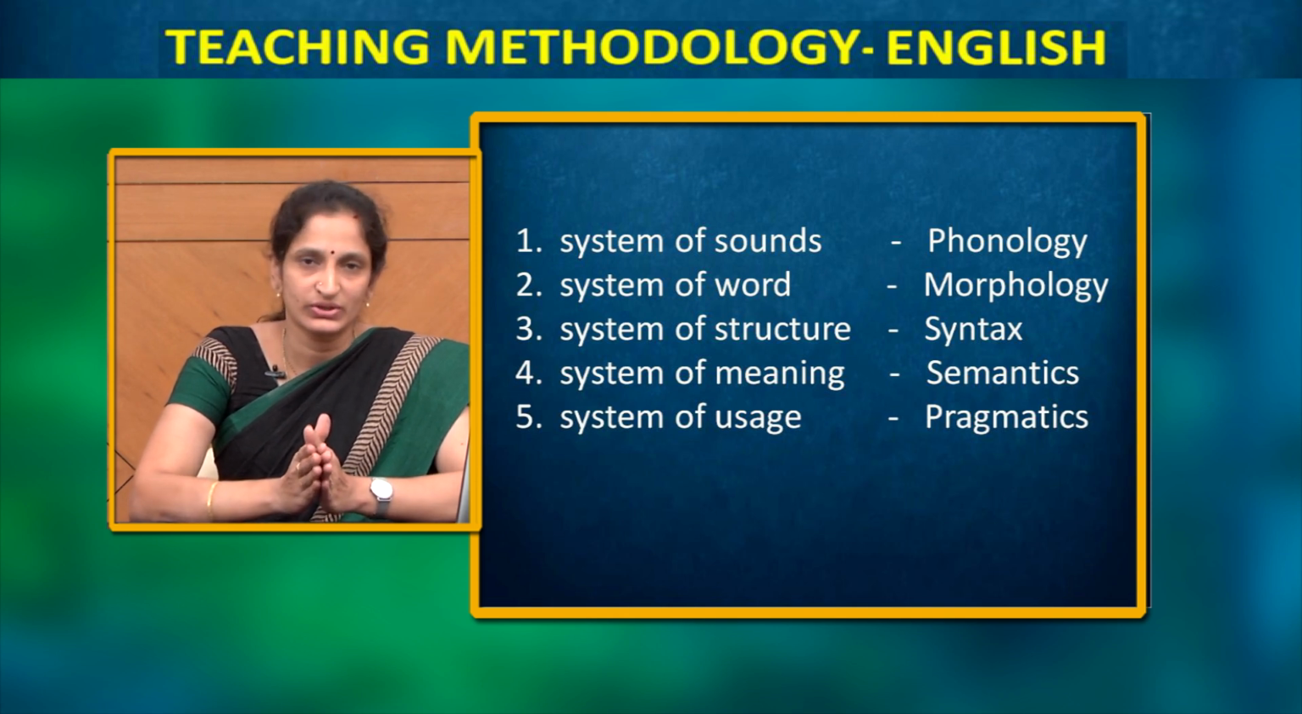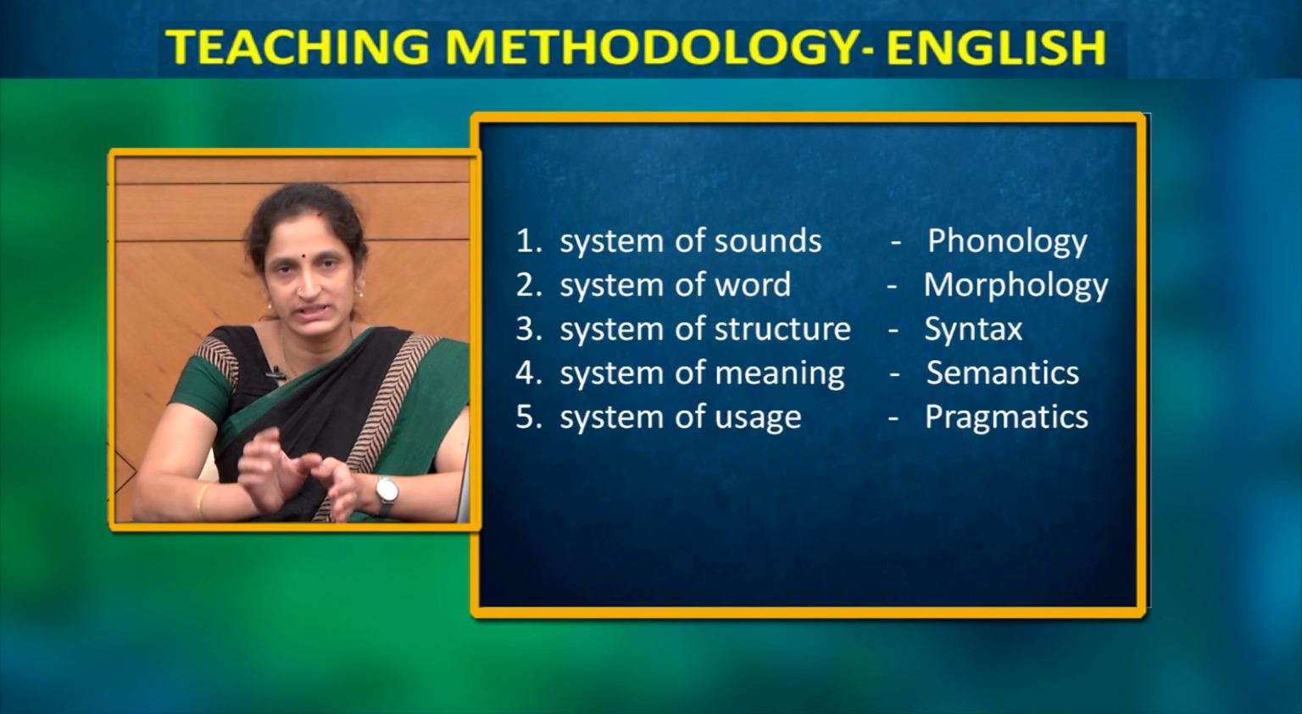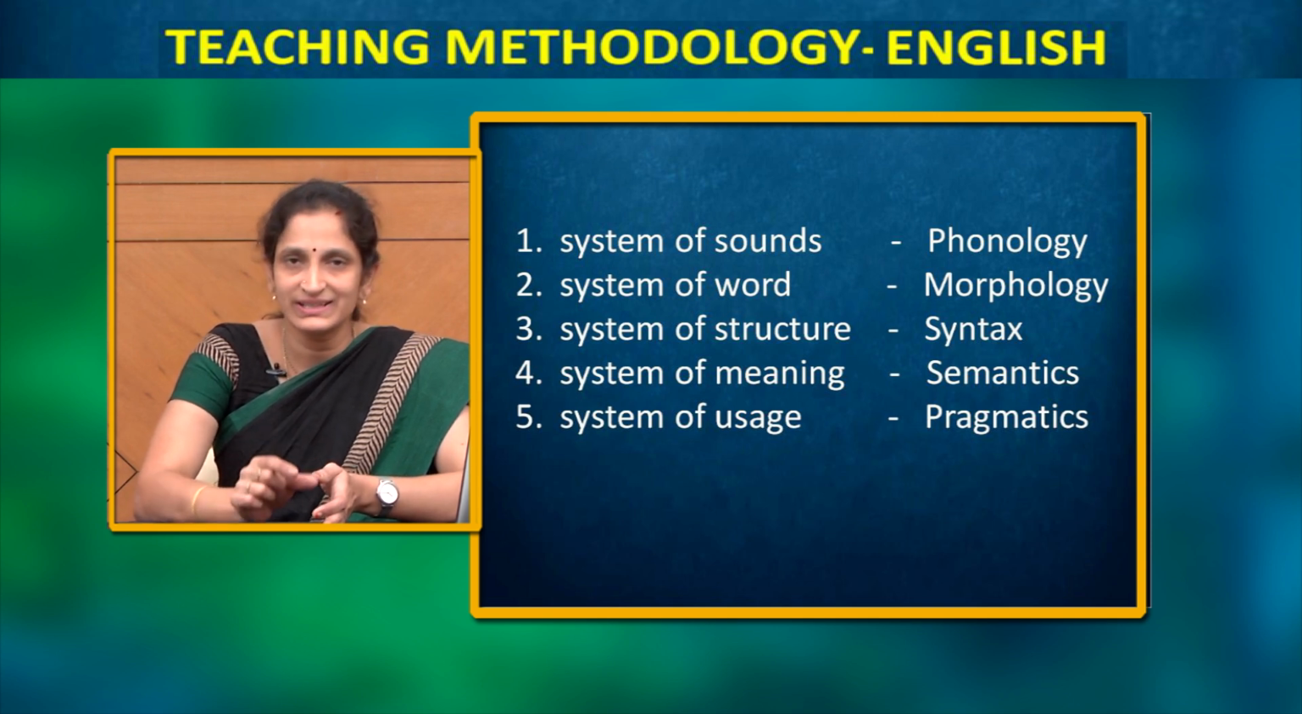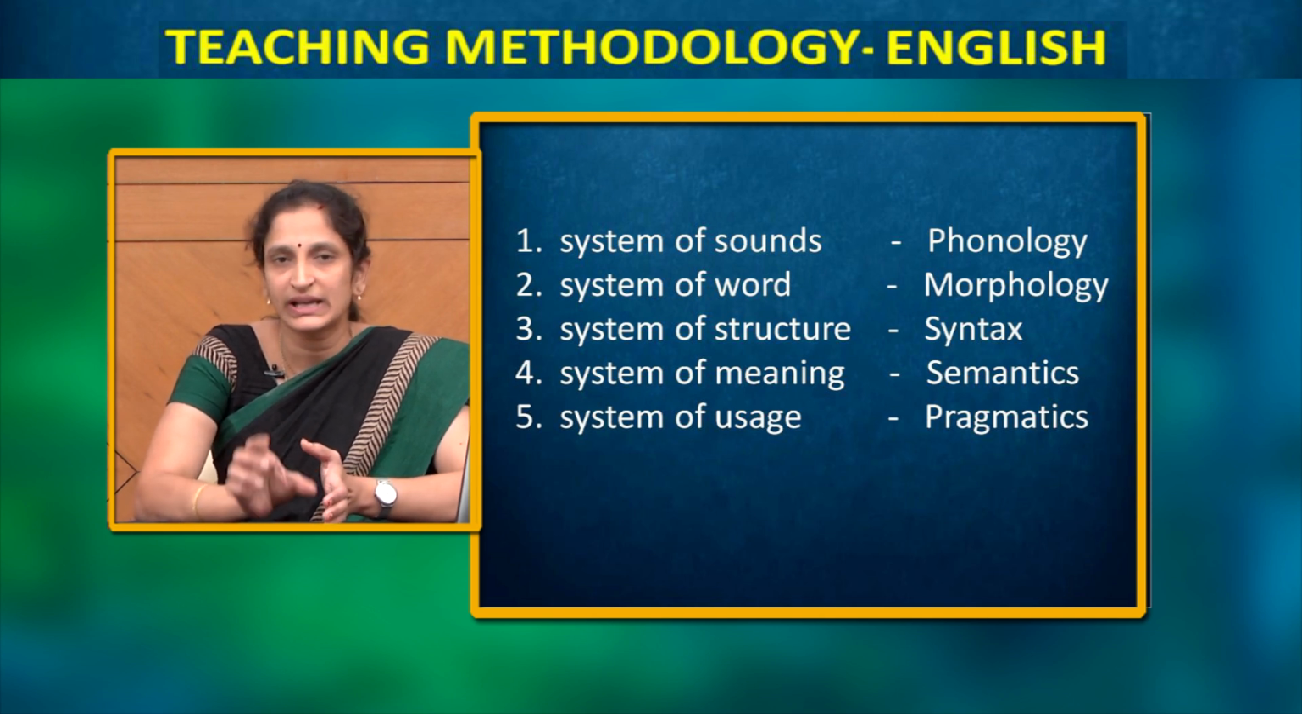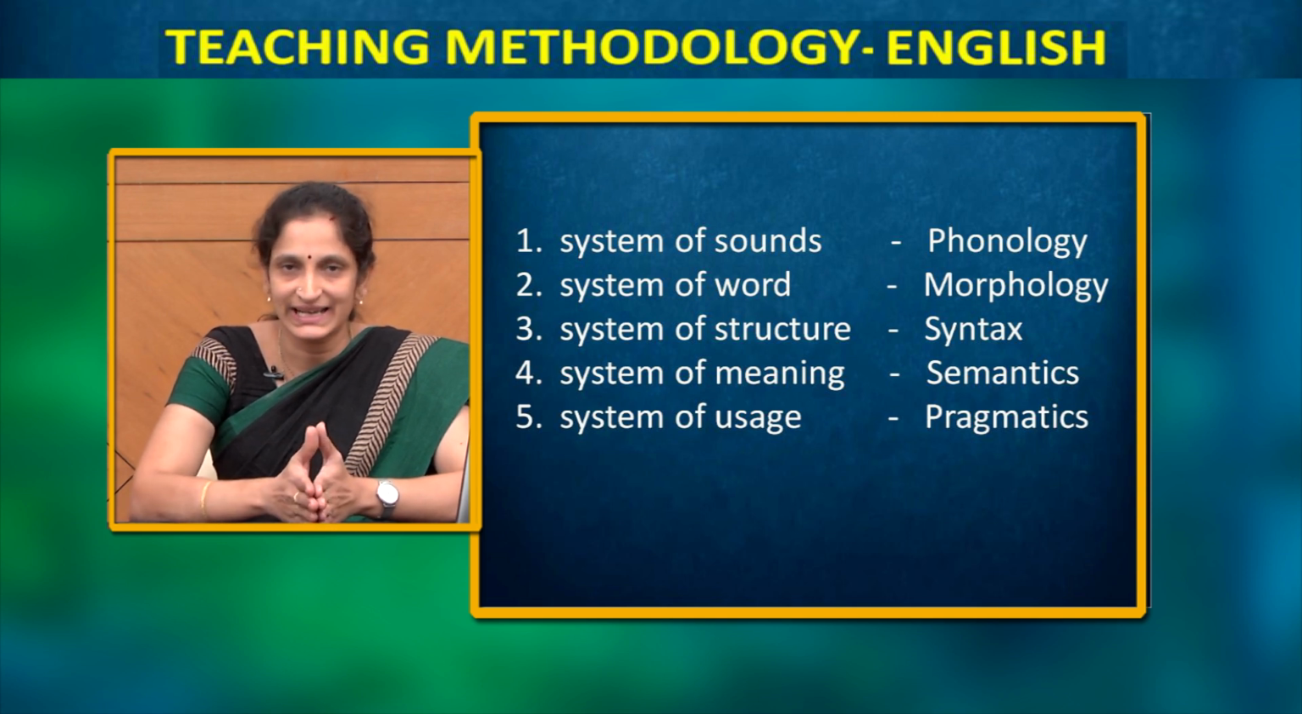Next one is the structure of word. With the structure of word only we are going to frame the sentences. So, the sentences are based on what type of words you are using. This system is called morphology. Next one, the system of structure. Then only you are going to have effective paragraphs and be an effective communicator. That structure is called syntax.